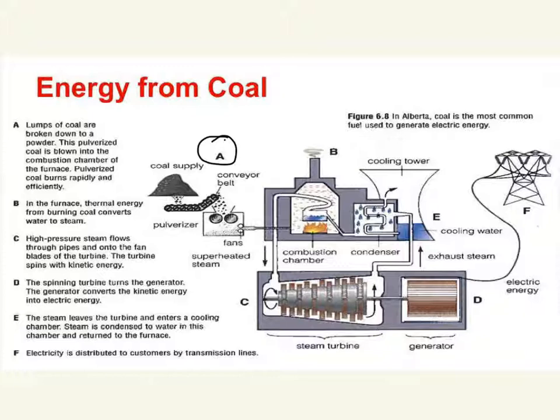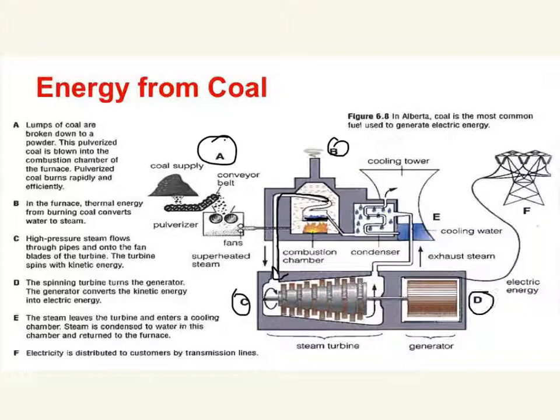Now B, in the furnace, thermal energy from the coal converts water to steam. Like I previously mentioned, you can use water or steam to turn turbines. Then we go to C. We see that the water is being heated right in here, and the steam is going all the way down into here. The high pressure steam flows through pipes and onto the fan blades of the turbine. The turbine spins with kinetic energy, so it's moving.